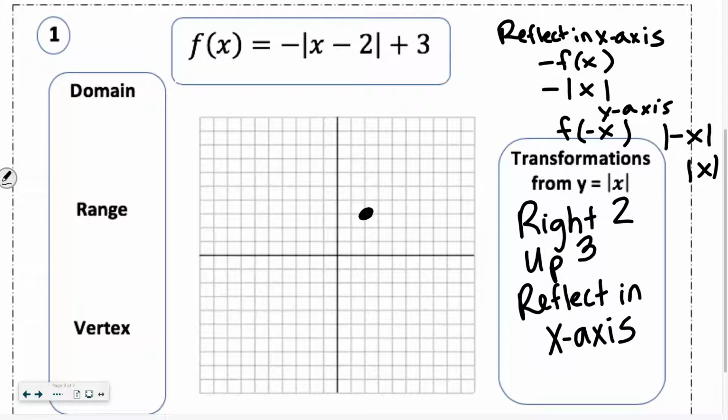Okay. But because we have the reflection, instead of having our V open up, we're going to have our V open down. Okay. So from this vertex point, I would go down one, right one, down one, right one. Okay, as many times as I want. And then on the other side, down one, left one, down one, left one.